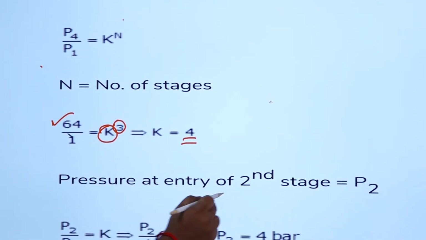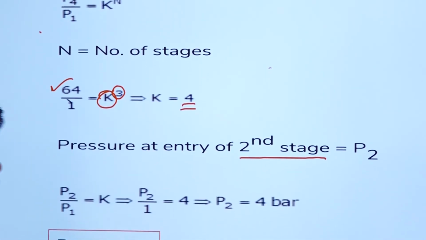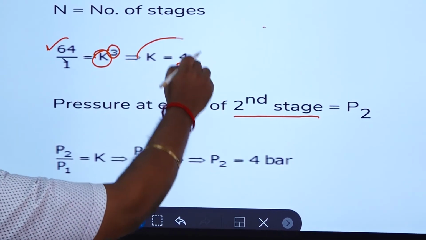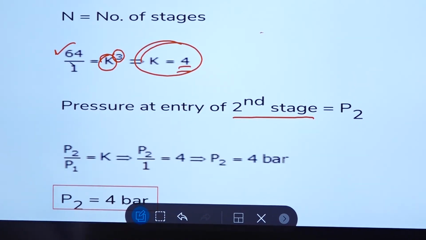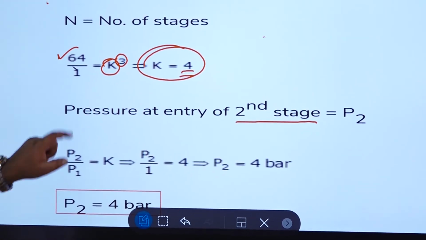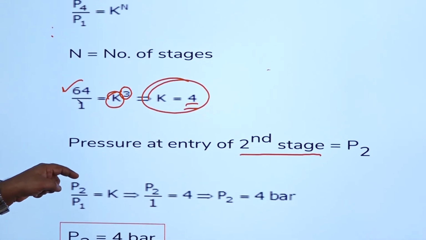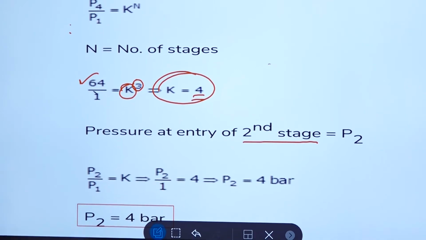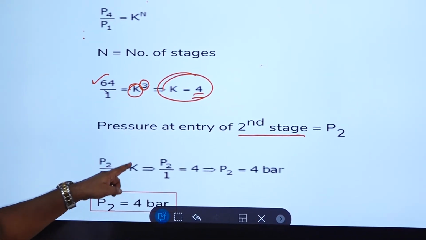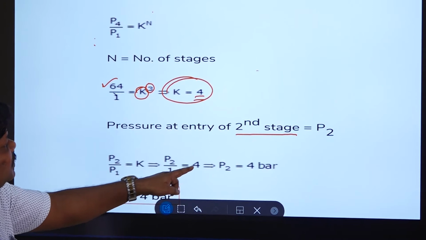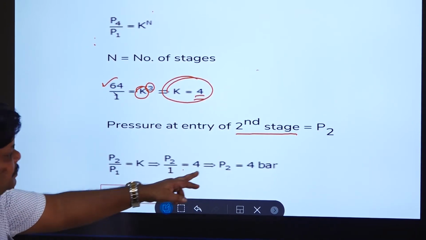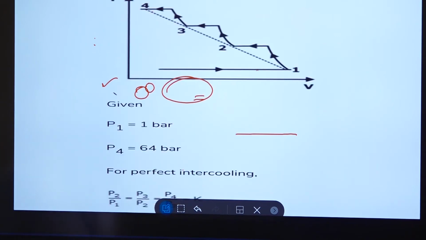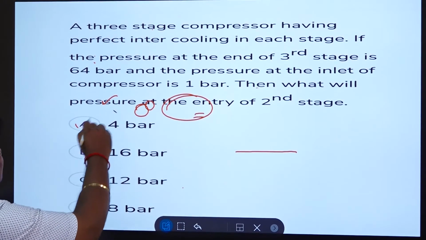So pressure at the entry of the second stage. In this question itself, you have two questions. One is you can find the value of K, number of stages, using this formula, and the other one is the pressure at the exit of the first stage, that is P2. We know that P2 by P1 is equal to K, that is 4 here. So P2 will be equal to 4 bar. The answer for this one is 4 bar.